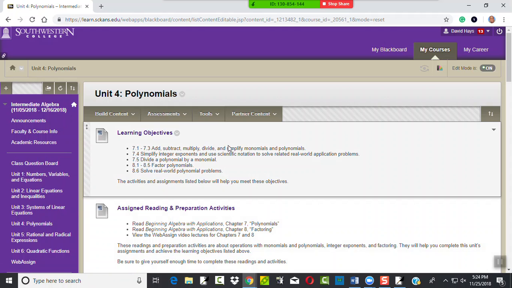Let's see, that was adding, subtracting, multiplying, dividing, and simplifying. In 7.4, we're talking about simplifying integer exponents. Scientific notation, let's talk about that, and then we'll get into factoring.